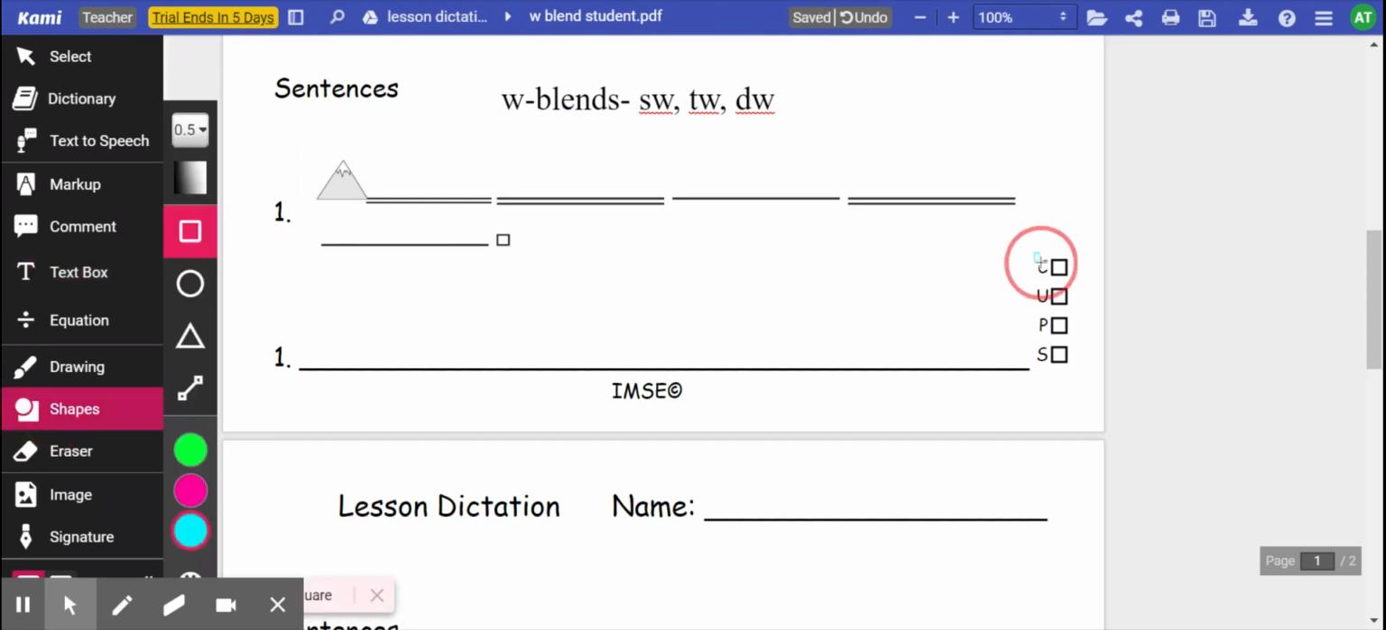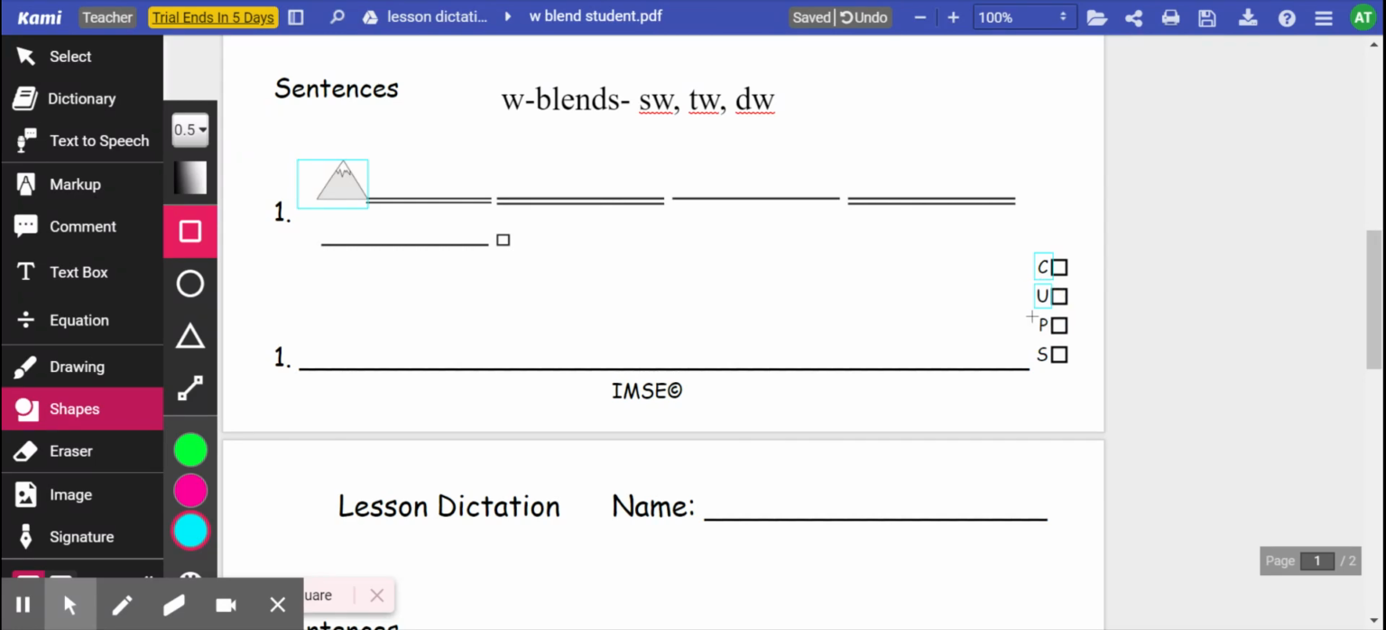What does C stand for? Capitalization. Make sure that the word that starts the sentence is capitalized and that names are capitalized as well, just like your name is capitalized. U is understanding. We read the sentence and make sure that it makes sense.